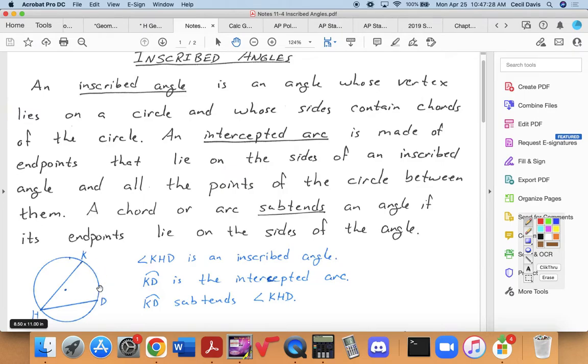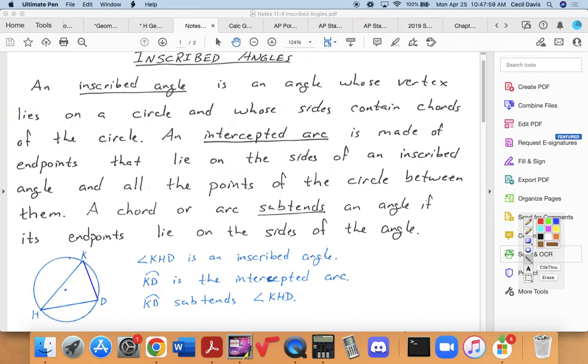We say that arc KD is the intercepted arc. The other way that you will occasionally see this, not a ton, but occasionally, is we'll say that this arc subtends the angle. Okay, it has its endpoints on the angle. It's down here at the end. If we were to draw in segment KD, you don't need to worry about this, but we could say that segment KD subtends this angle also. It's what's at the end of the angle, if you want to think of it that way.